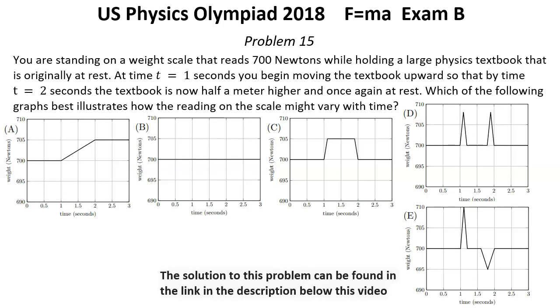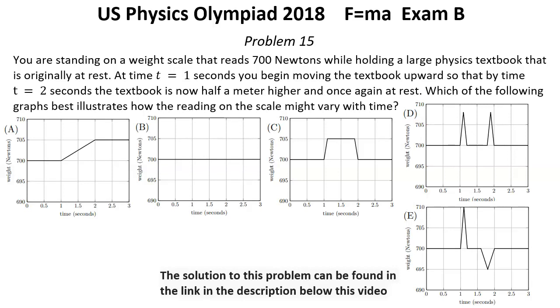Solution for problem number 15. Note that the center of mass of you and the textbook begins and ends with a zero velocity. Therefore, the average reading on the scale must be equal to the combined weight, 700 newtons.